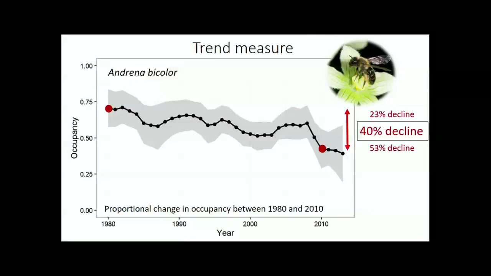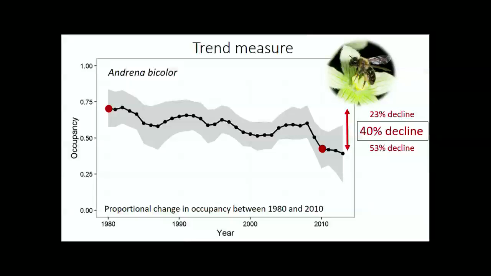So first things first, we need to extract a trend measure from these outputs. This was done quite simply as the proportion change between 1980 and 2010. Again, this is a Bayesian approach, so we've got a posterior of estimates of this change. So we just take the median here and then the 90% credible intervals of that change.